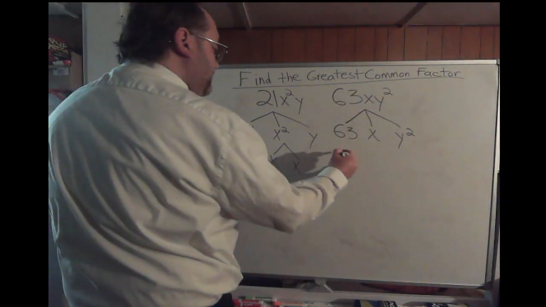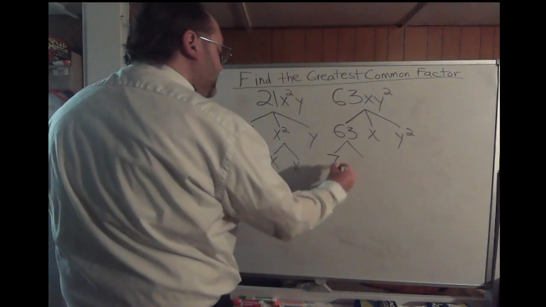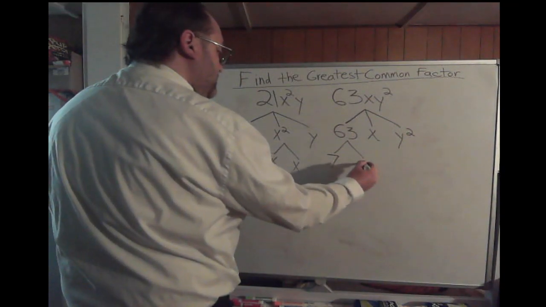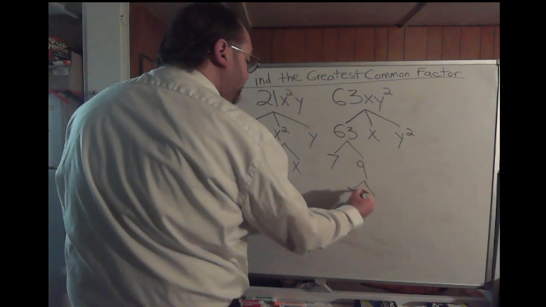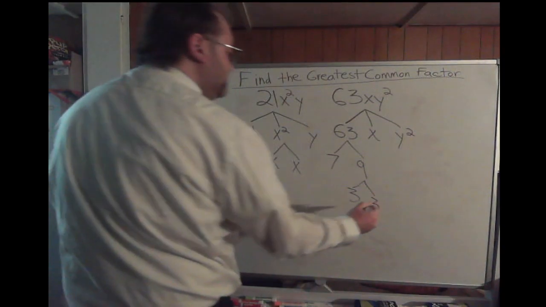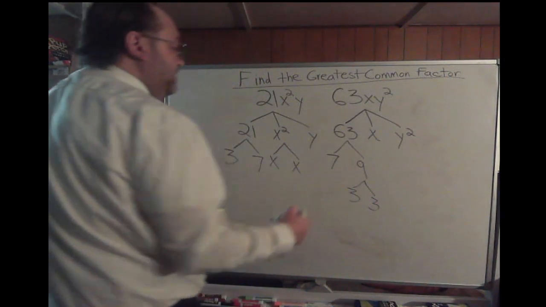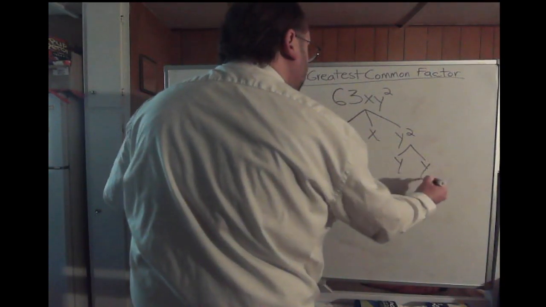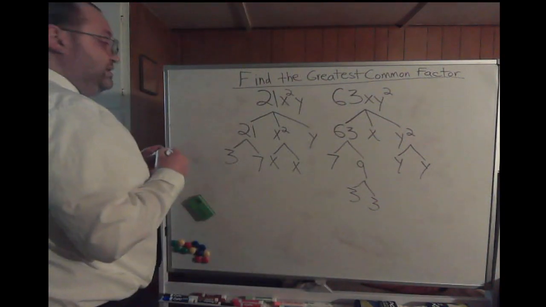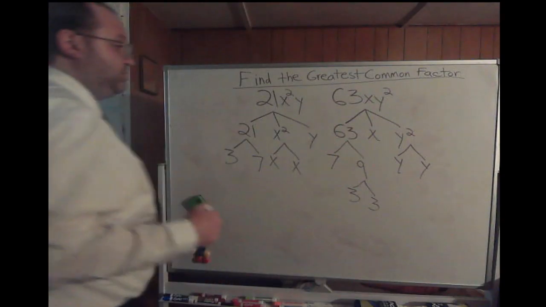So 63 will break down into 7 and 9, at which time 9 breaks down into 3 and 3. That's it for the 63 part. X won't break down any further, but y squared will break down into y and y. So we've completely factored 63xy squared.